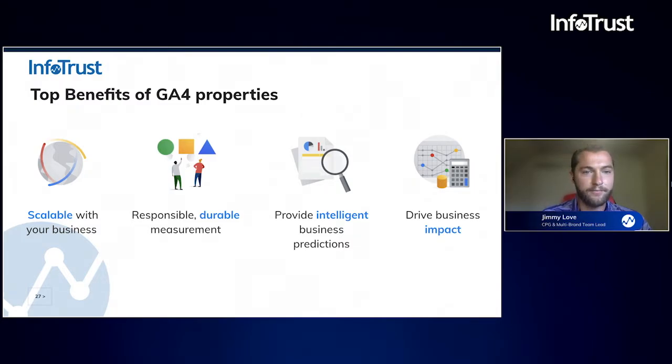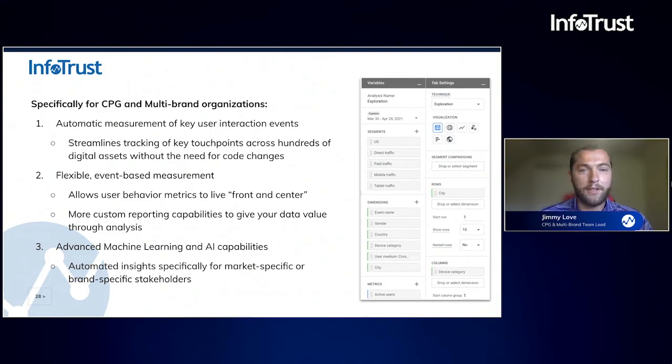Next slide, please. But specifically for CPG organizations, GA4 will still have many of the same benefits of Universal Analytics as far as a robust API. You'll still be able to use user groups in your Google Marketing Platform and other automation and programmatic capabilities that allow us to roll out changes or updates at scale to your large organization. As mentioned before, the streamlining of key touch points and events across hundreds of digital assets can now be done with the click of a toggle in the GA4 UI.